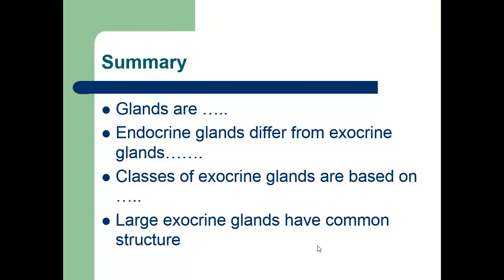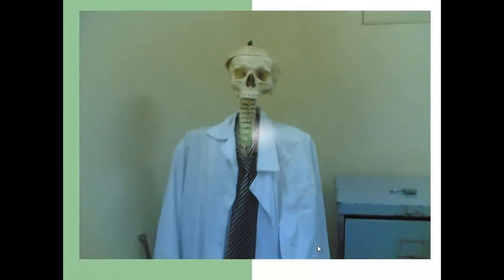Okay, so in summary, we talked about glands. We defined what glands are, aggregation of cells. We differentiated between endocrine and exocrine glands. We divided exocrine glands on the basis of many things, including the number of cells, the shape, the ducts, and lastly we talked about the structure of large exocrine glands. We talked about the capsule, the lobes, the lobules, and so on. I guess this is all about glands, and this is all about epithelium.